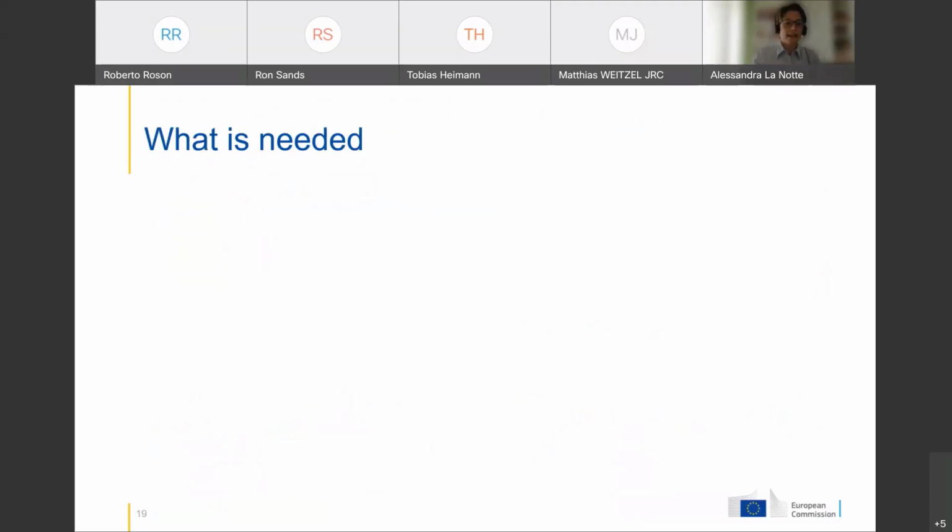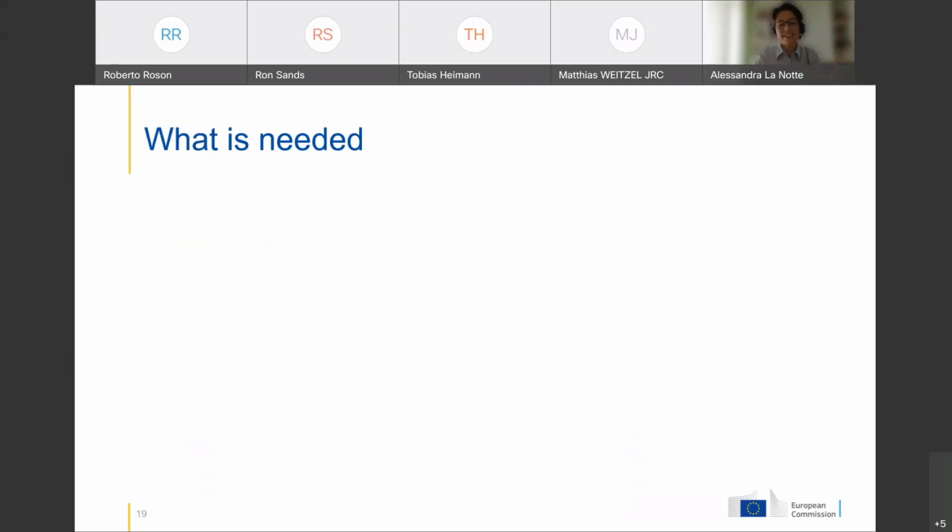Now, what is needed? At the end of the day, the main question we had in mind was: can we bridge ecosystem service accounts with GTAP? It has a positive answer. Yes, it can, because we are talking the same language.